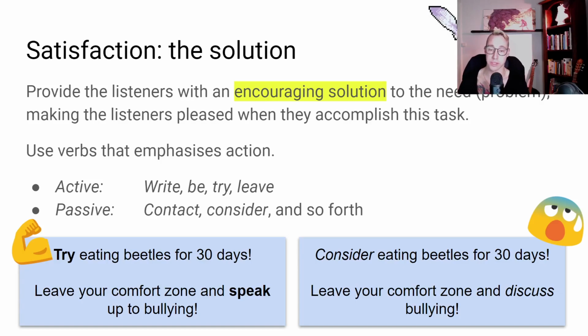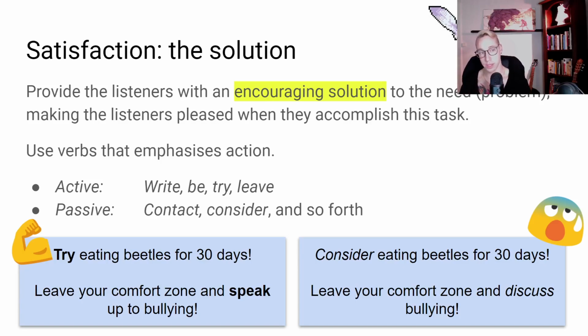Let's look at the other example. Here it says, leave your comfort zone and speak up to bullying. Okay, great. This is a good one because it actually tells someone what they're supposed to do. Whenever they see a case of bullying, they are supposed to speak up to it. No, we don't encourage bullying, we don't accept it or anything similar.